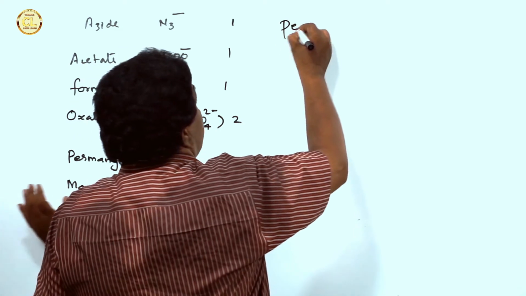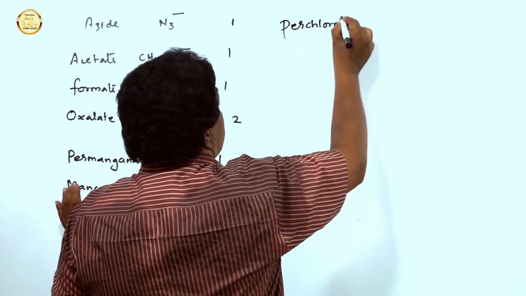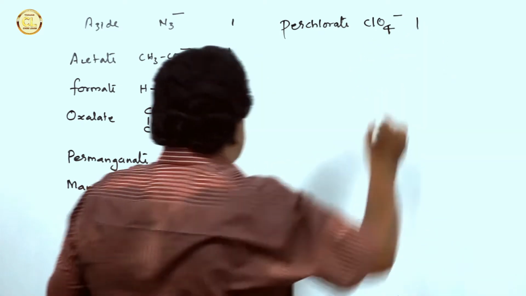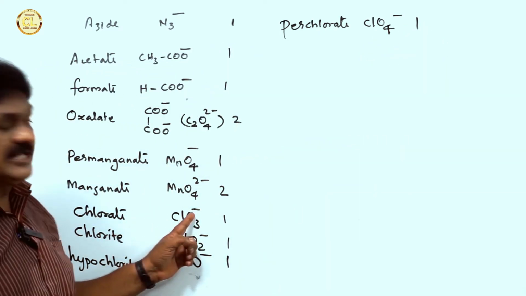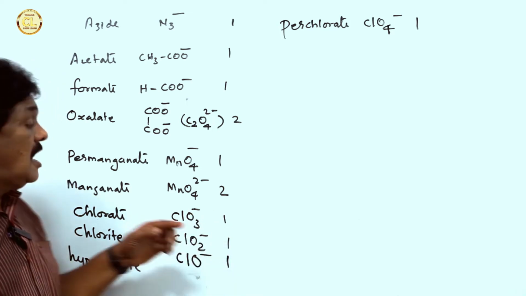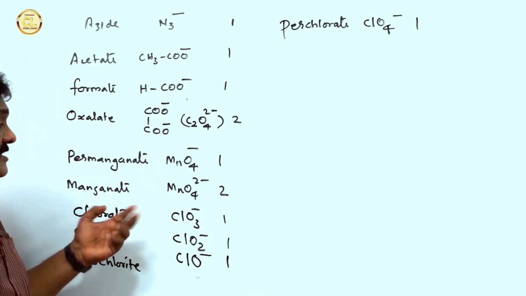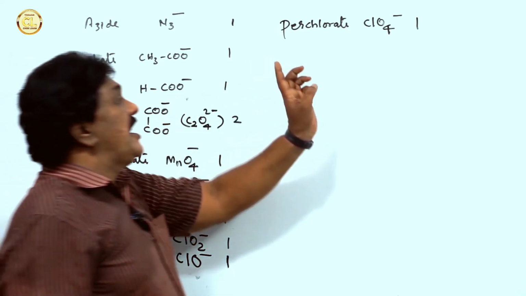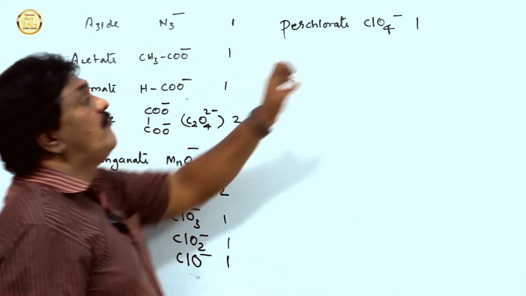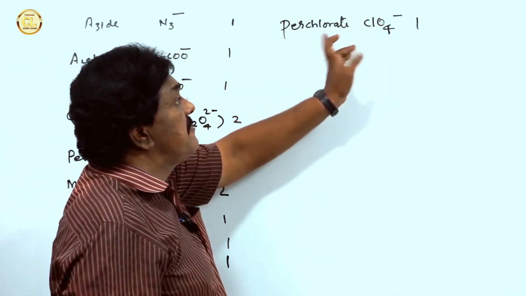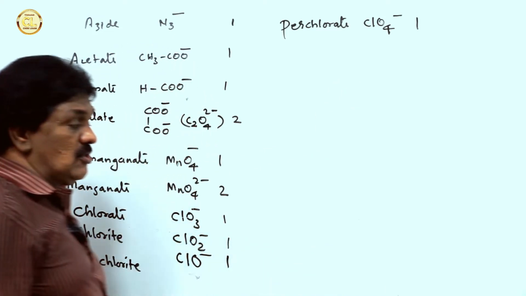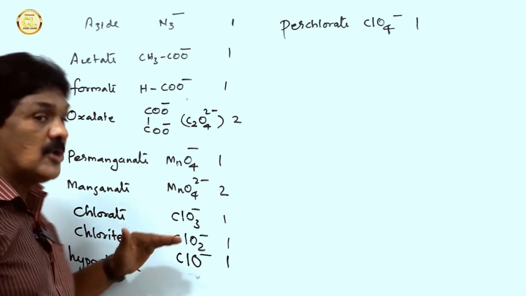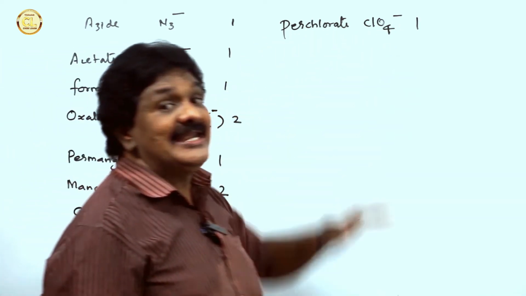Now, perchlorate, ClO4 single minus, valency is 1. See, chlorate is ClO3 single minus, its valency is 1. Now, when one oxygen atom is increased, we get ClO4 single minus. That is what is called perchlorate. Its valency is also 1. So chlorate, chlorite, hypochlorite and perchlorate.